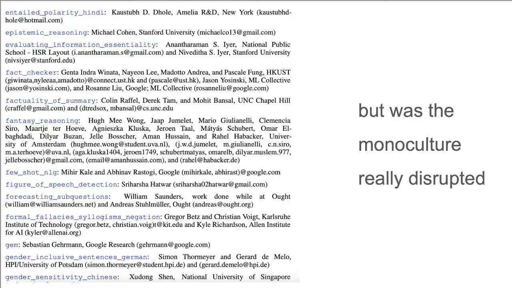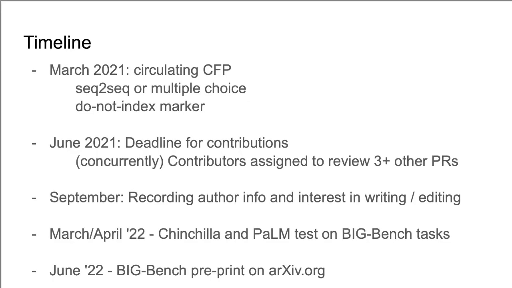I guess you could also argue that the monoculture was not super disrupted. I mean, they have a list somewhere of all of the people and institutions and tasks, and a great deal of them you'll see come from Google or Stanford or other research and university institutions. But it's definitely very interesting to have this as an open thing nonetheless. The timeline of this is a little bit confusing because you're only starting to see papers around now that are citing and using Big Bench.